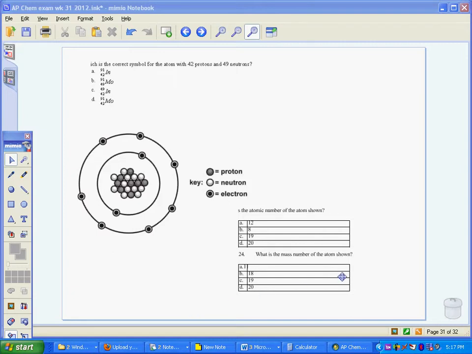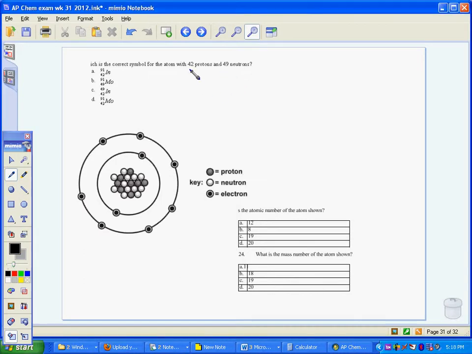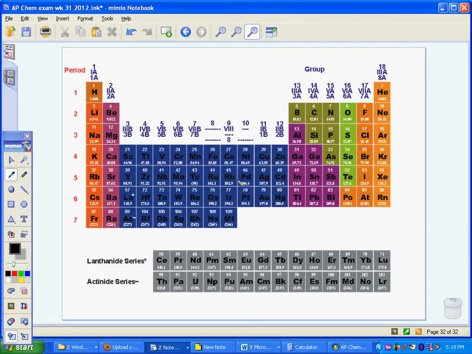You had a couple of questions just dealing with the atom and how to name the atom on this test. This question: which is the correct symbol for the atom with 42 protons and 49 neutrons? First thing, we've got to look at our periodic table and see what has 42 protons. All right, so that would put us at molybdenum here, Mo.